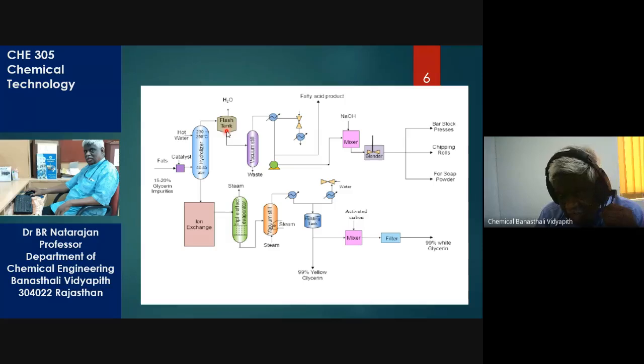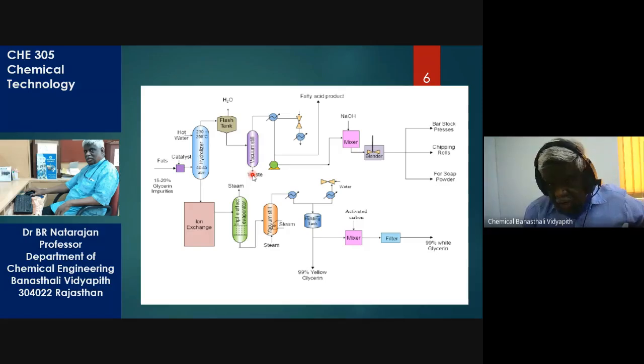Then comes a flash tank. By now you should know what a flash tank is. This is operating at high pressure. The flash tank releases the pressure. So when you release the pressure, there is a vapor liquid separation, and water gets removed. The remaining material enters the next step, which we will call the vacuum still. Right? It is operated under vacuum.